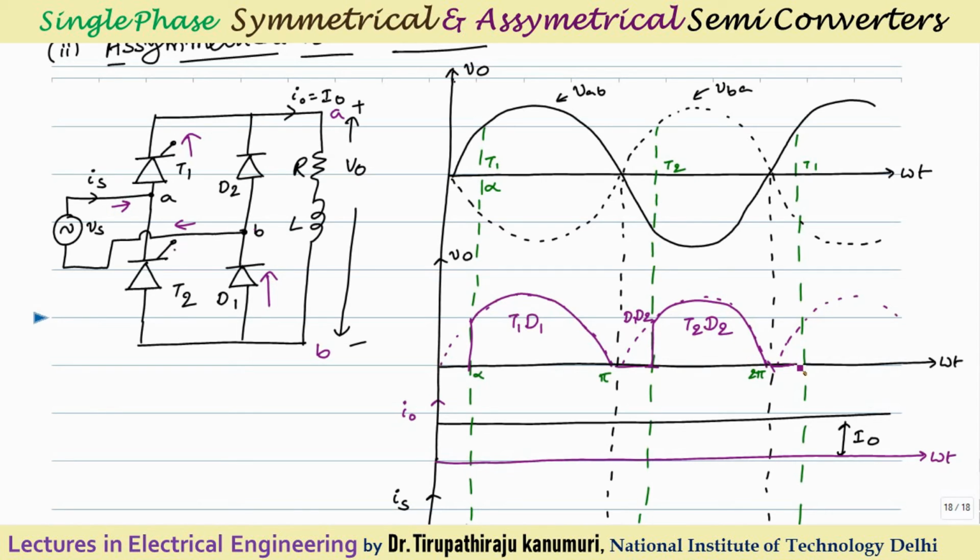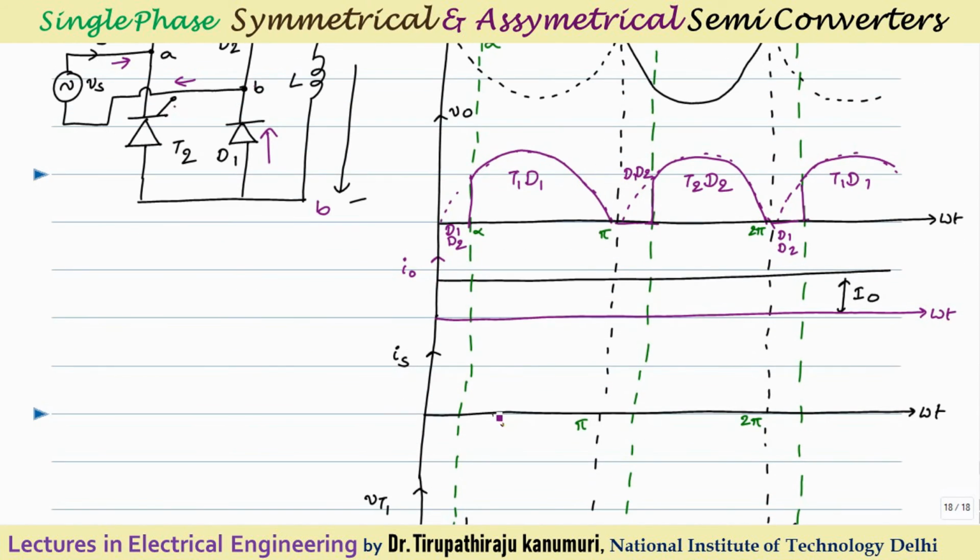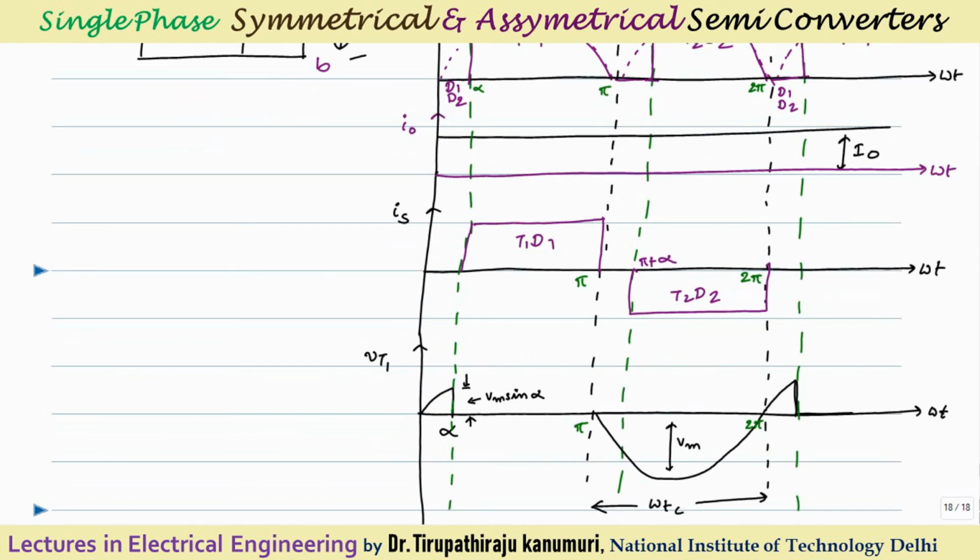So again at 2 pi, what happens? Again the 2 diodes will short circuit, so it will conduct because of D1 and D2, and after that it will repeat the same thing as before. This will be T1 and D1. So we can conclude that during the initial period also it is conducting because of D1 and D2. Now coming to the supply current, it will be the same. Only when the thyristors are conducting will your supply be there. During this time thyristor T1, D1 are conducting, and during this time thyristor T2, D2 are conducting. And from pi to pi plus alpha, both diodes D1 and D2 are conducting. That's why no current is taken from your source.